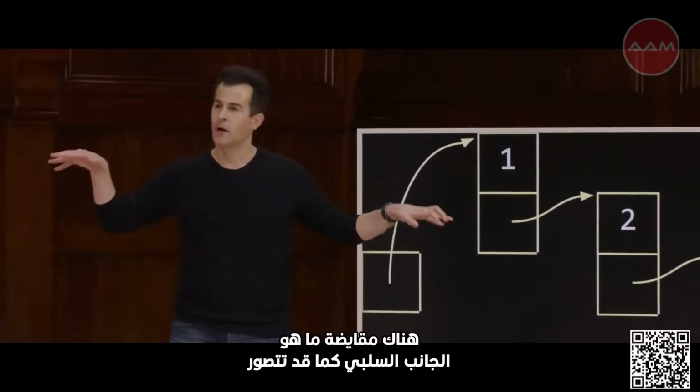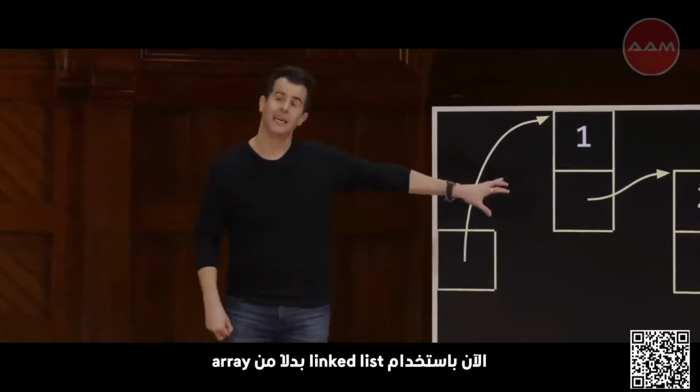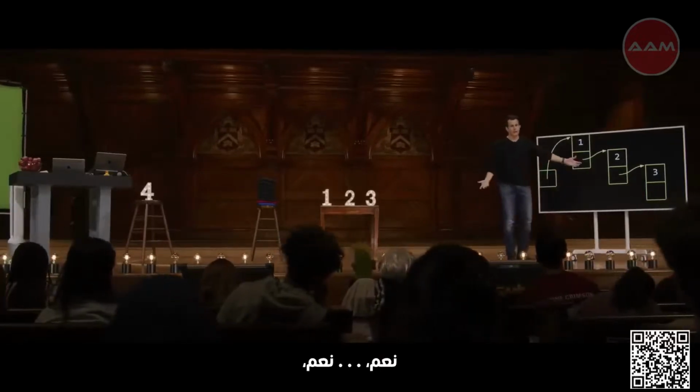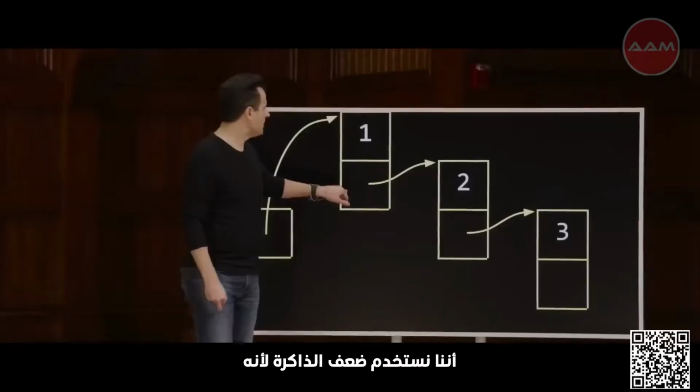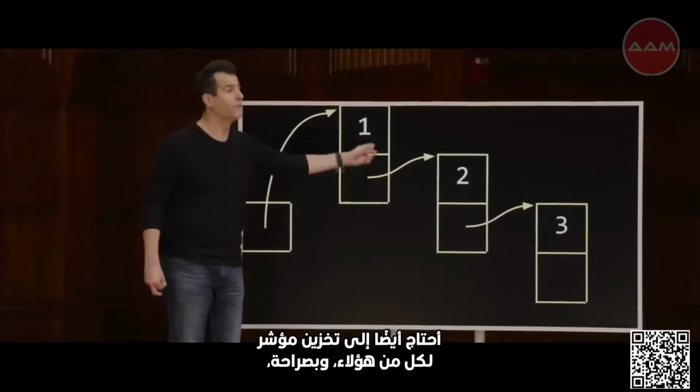There's a trade-off. What is a downside, as you might perceive now, of using a linked list instead of an array? Yeah, I mean, we use twice as much memory because now, in addition to storing the integers 1, 2, 3, I also need to store a pointer for each of those.